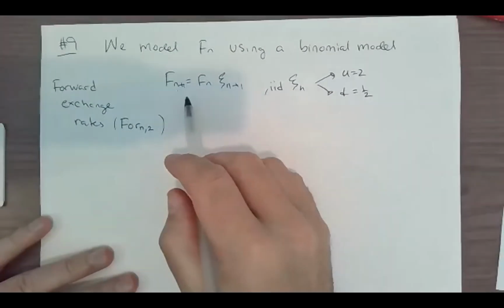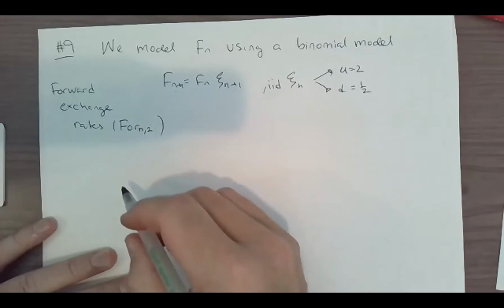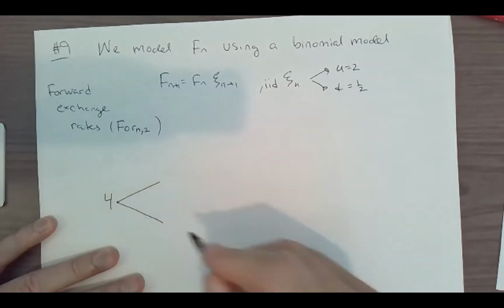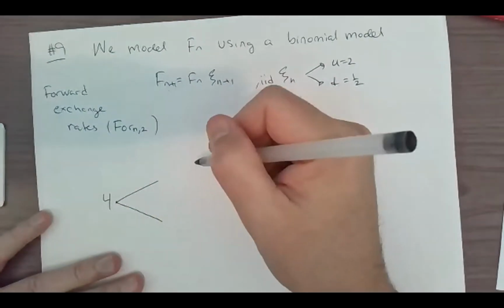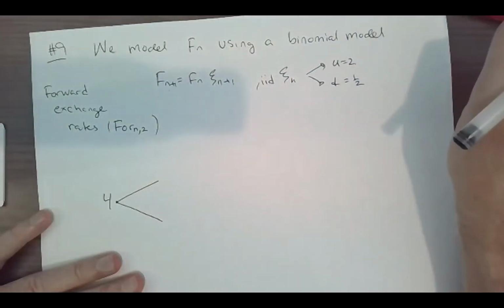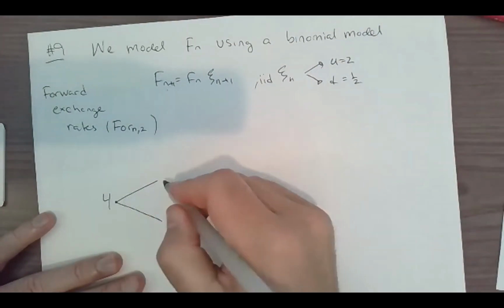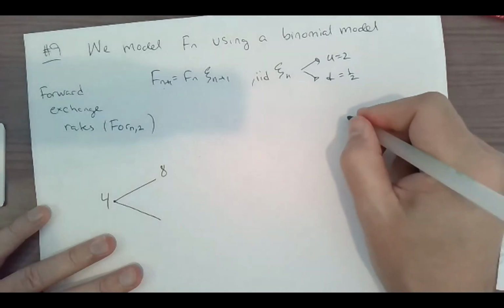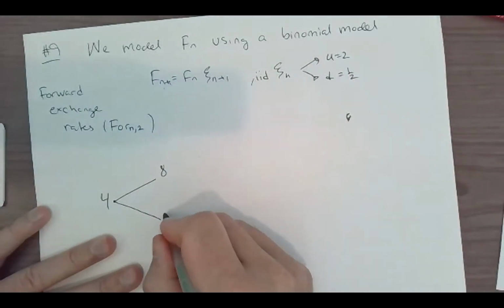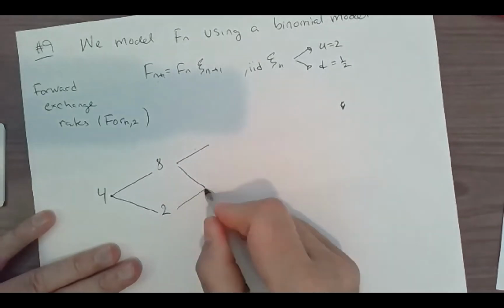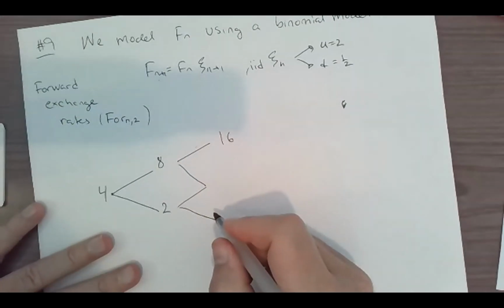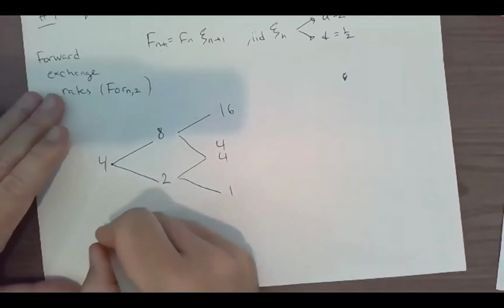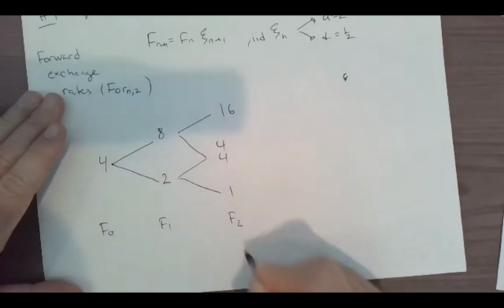So if I write out the forward exchange rates in this binomial model, how do they look? They are given to start out at 4, and then you can go up and down. So instead of Q being the underlying, now it's the forward exchange rates that are the underlying. U is 2, so it's 8. U is 2, and D is a half, so it's down to 2, and then up to 16, then 4, 4, and 1. So this is F0, this is F1, this is F2.